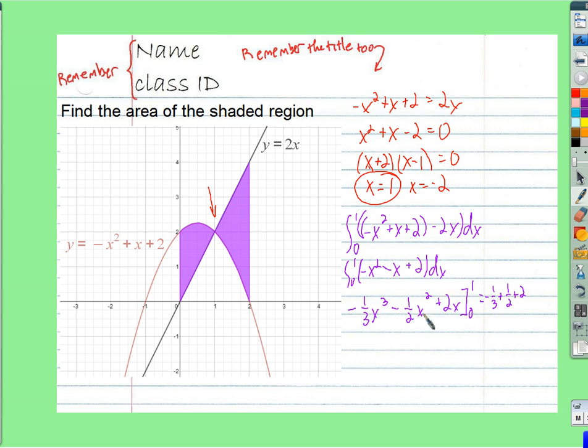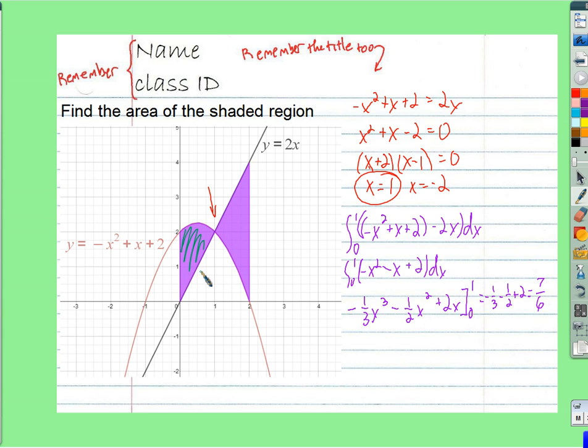Because we put a 1 in there? Yeah. Oh, it should be minus 1 half. Okay, so negative 2/6 minus 3/6 is negative 5/6. Negative 5/6 plus 2, which is 12/6, so thus far we found this area.